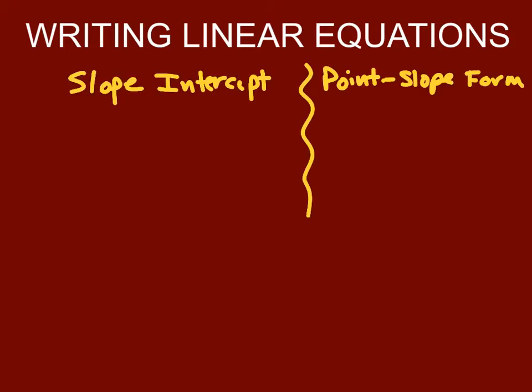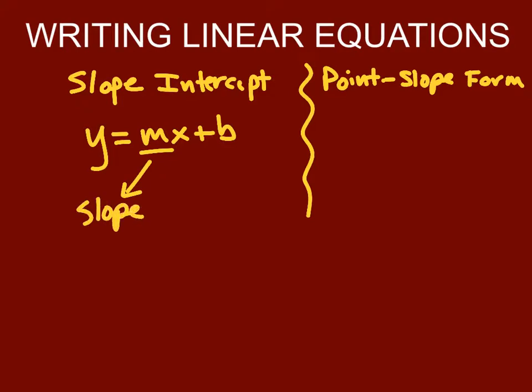Now, when I write slope-intercept form, I use y equals mx plus b, where m is my slope, and that's my steepness. B is my y-intercept, and that's my starting point. Okay?